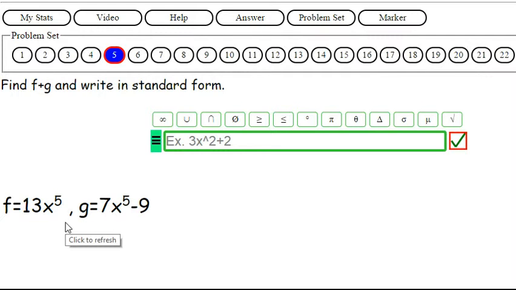And we got f is equal to 13x to the fifth, and g, minus 9. Is g a word? G-E-E? I don't know. Forget it.